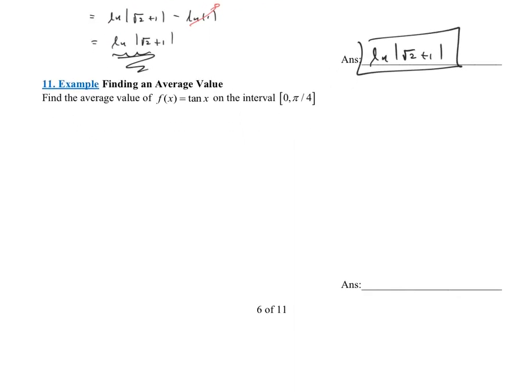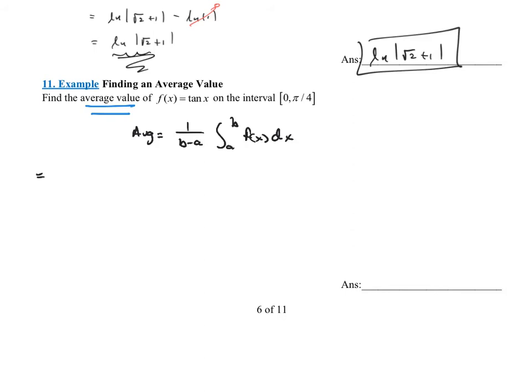All right, let's look at the next one. Great problem for us to do because it says find the average value of this function on the interval. If you remember, to find the average value of something, it's 1 over b minus a times the integral from a to b of that function with respect to x. So that's how we have to set this up to find an average value.